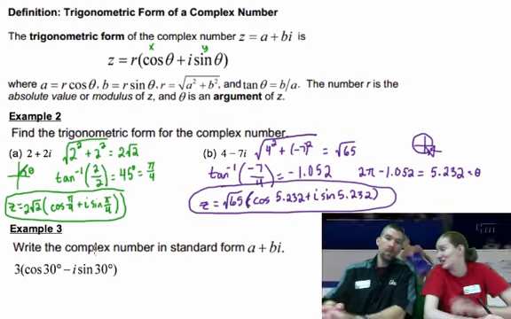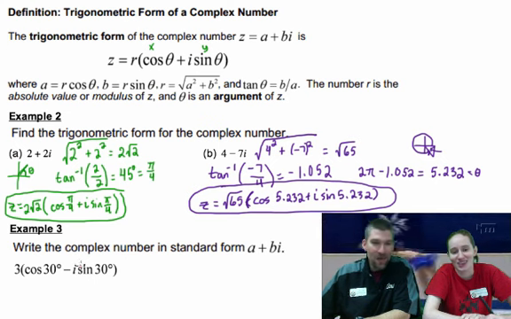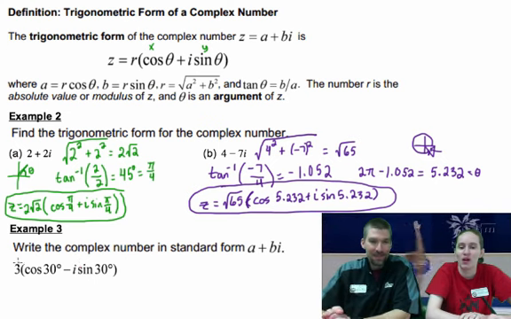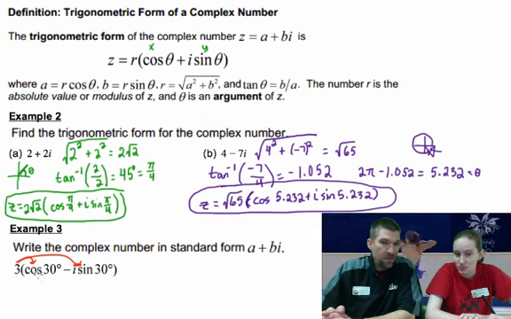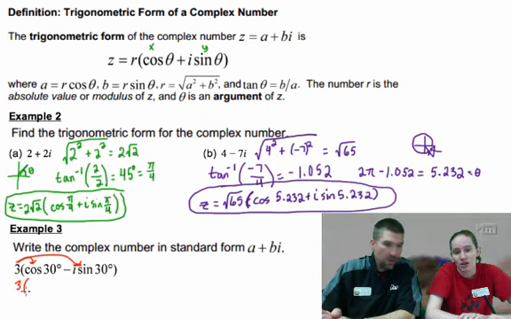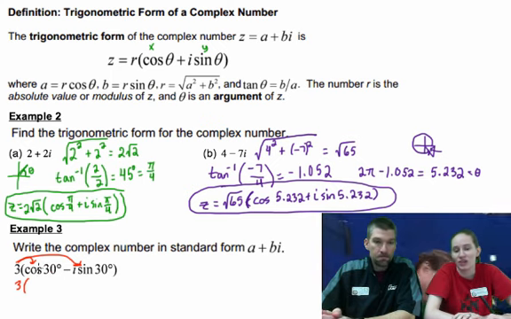Okay. So, incidentally, that's what example 3 is about. Write the complex number in standard form. All we have to do is distribute. Hey, by the way, evaluate. This one should have no decimals for your answer because this 30 is on the unit circle. Pretty clearly on the unit circle.